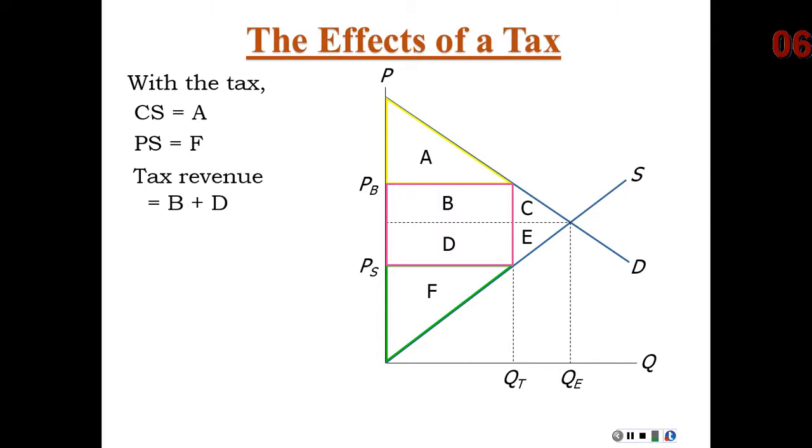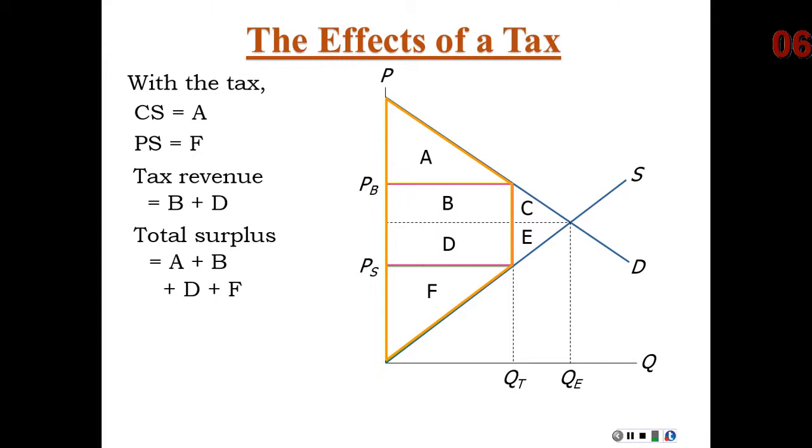Same thing with D. D used to be surplus that belonged to sellers or producers. Now it has been taken from sellers in the form of a tax, and it is now given to the government. And so D is redistributed surplus. So B plus D represents redistributed surplus. Okay. Now, total surplus is only going to be A plus B plus D plus F.